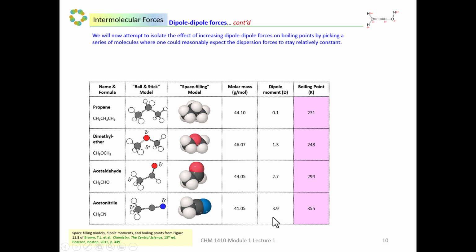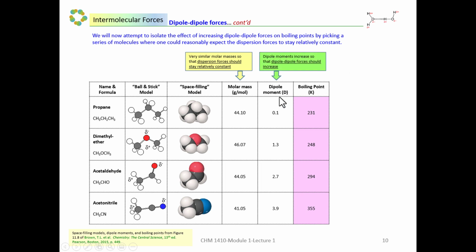What we've done here is we've picked 4 molecules that have pretty much the same molar mass, not exactly, but pretty close. So what we're going to say is that we're taking a shot at keeping the dispersion forces relatively constant because the molar masses of these are very, very similar. However, the dipole moments are increasing quite dramatically. So we say the dipole-dipole forces should increase. So let's hold dispersion forces constant relatively and make the dipole-dipole forces increase.